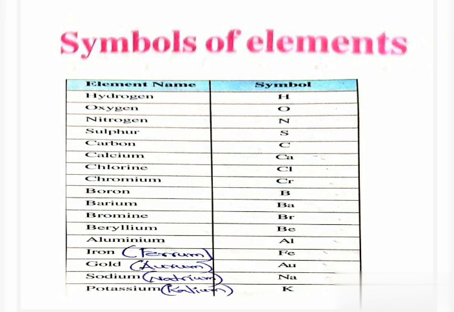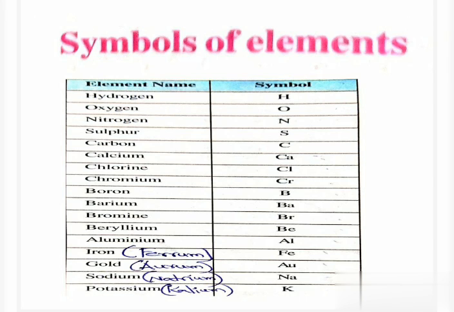Carbon's starting letter is C, and its symbol is C. Calcium's starting letter is also C. If we write the symbol of carbon as C and the symbol of calcium also as C, we may get confused. To avoid this, we take the second letter also as part of the symbol. What is the second letter of calcium? A. So we take the first and second letters as the symbol. When writing two letters, the first is capital and the second is small. So for calcium, it is Ca: C is a capital letter, a is a small letter.